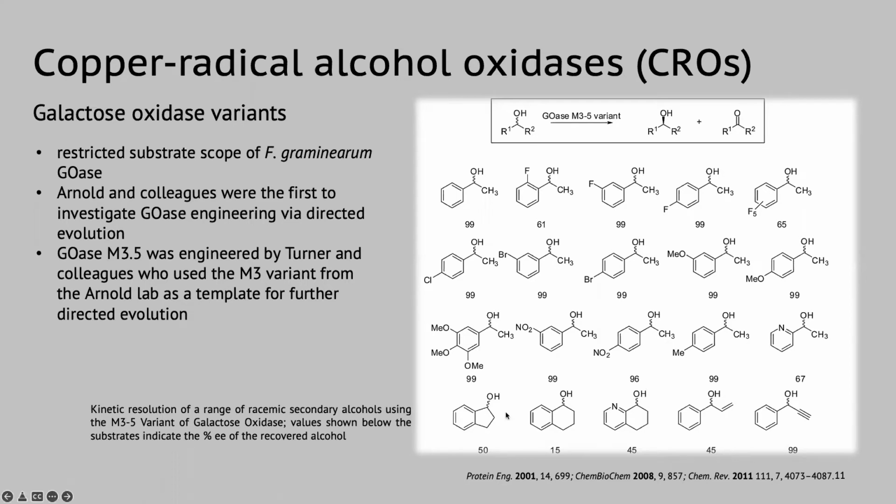And here you see the galactose oxidase variant M3-5, which used the M3 variant as template and was previously engineered by Turner and colleagues. And this one has been shown to oxidize a number of primary but also secondary alcohols. In all cases, the enzyme displayed an R selectivity, leading to the production of enantiomerically enriched S alcohols. Here you see indicated the ee of the recovered alcohols. And they have also developed a rapid and sensitive screening method for determining the enantiomeric purity of chiral secondary alcohols using this enzyme variant.